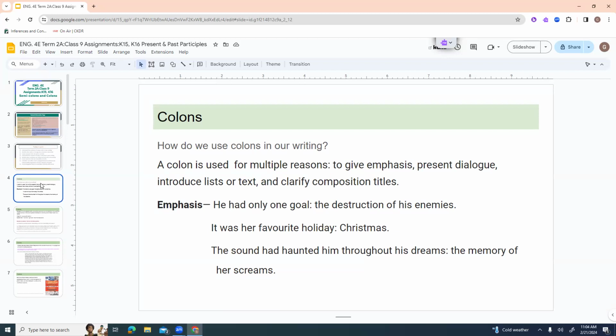You could say it less dramatically, like, Christmas was her favorite holiday. This is a very dramatic way of writing. It's used probably more commonly in narrative writing than it is in nonfiction writing, but it certainly does get used in nonfiction writing as well.